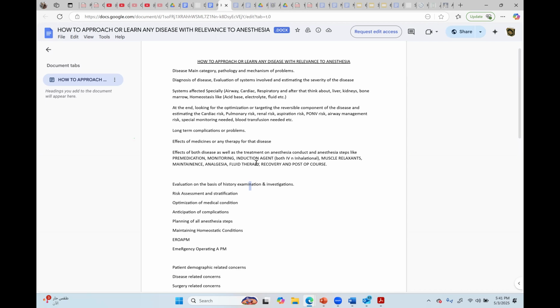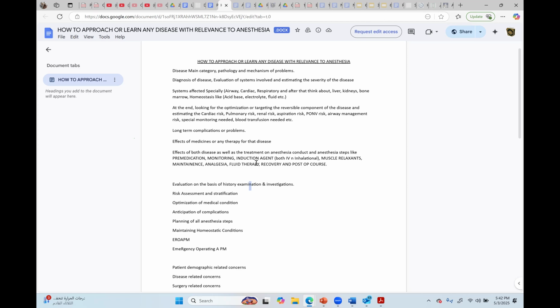Then, whatever the risk is, how to optimize the medical condition. You can make a list of optimization: correction of anemia, pulmonary edema, heart failure, bronchospasm, smoking, incentive spirometry, anything you can correct. Then anticipation of complications. If you have a prediction of rain, you take an umbrella with you. This is what is called anticipation of complications.